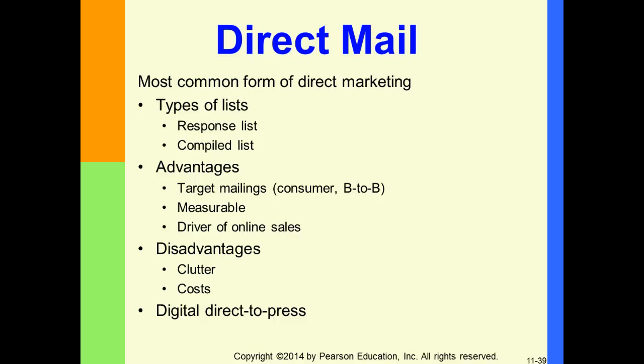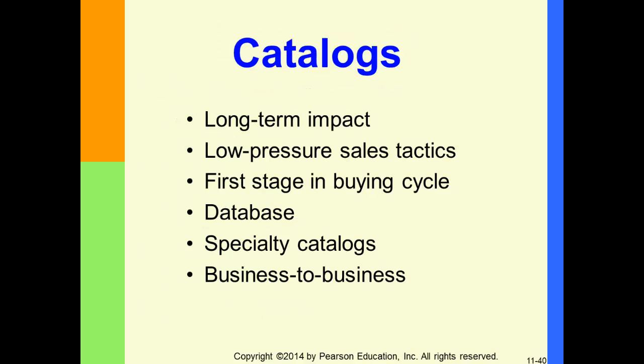The key to direct mail is the list that is used. A response list consists of individuals who have made purchases or who have responded to direct mail offers in the past. A hot list are individuals who have responded to a direct mail offer within the last 30 days. Catalogs offer long-term impact because they lay around for quite some time, and again the costs are quite high, but they do provide their return.